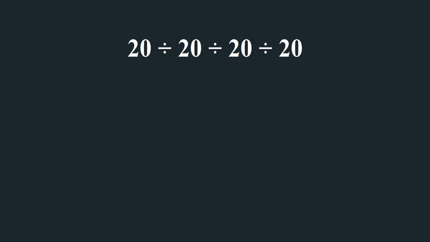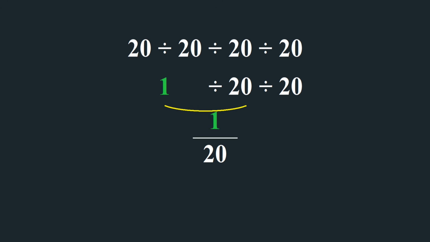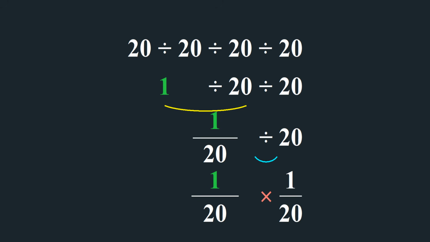So we have first this division, 20 divided by 20 equals 1. So we have 1 divided by 20 divided by 20, and we can write this part as 1 over 20 divided by 20. So we must keep the first fraction 1 over 20 and change division to multiplication, then flip the second fraction 1 over 20, which equals 1 over 400, and this is our final answer for this problem.